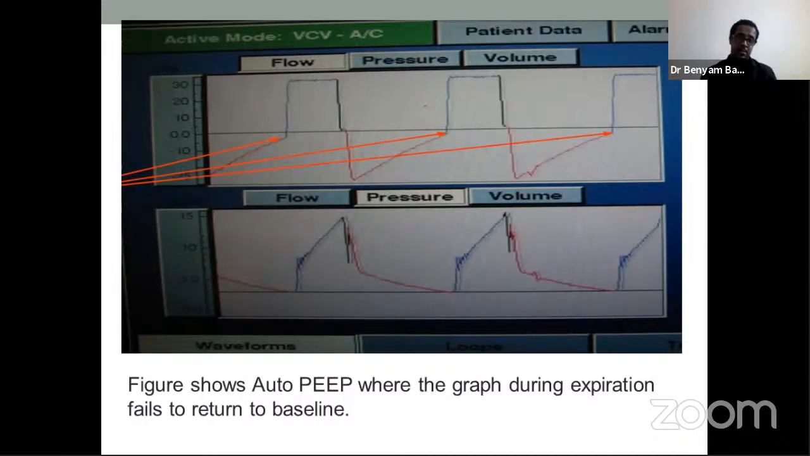a waveform from a mechanical ventilator that's showing the flow. As you can see here, this is the expiratory phase. So the inspiratory phase starts here and ends here, followed by a small end inspiratory pause, then followed by the expiratory phase. As you can see, the expiratory phase is not coming to the baseline. So it's actually building up. This is how we know that there is presence of auto PEEP.